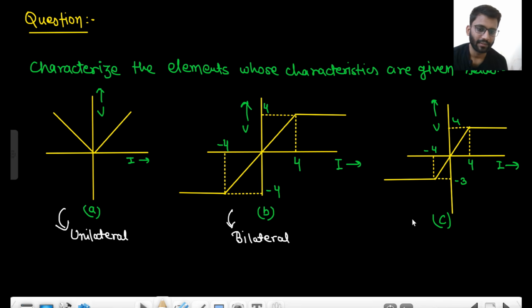Tell me about the other one. Is it symmetric about the origin? No, it is not. Here the value of z is 1. Here z is V by I, so the V value is 3, and the value of z is 3 by 4. So z equals 1 at one point and 3 by 4 at the other. That means it is not bilateral. That means it is unilateral.